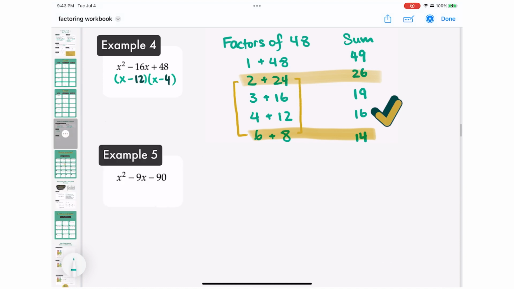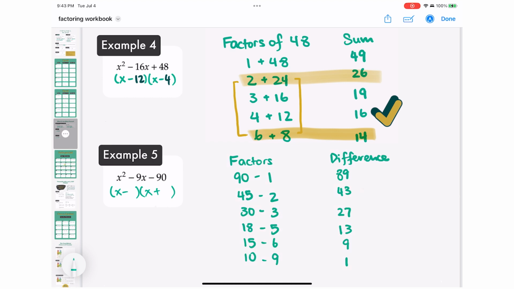In example number 5, I start the same way. Here we can see that our c value is negative, but so is our b value. That must mean that one bracket is negative and the other one is positive. Also, our b value is found through subtraction. 90 is also a number with a lot of factors. I just pick any two factors of 90 that I can think of.